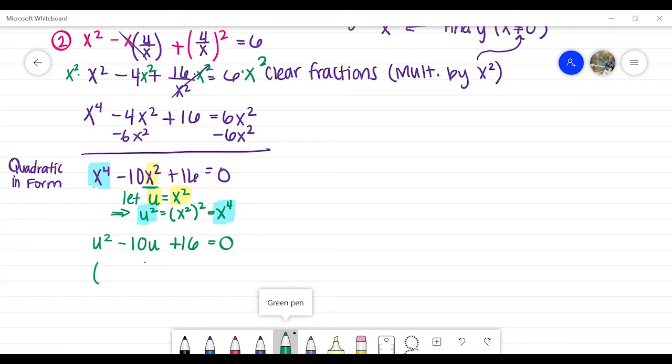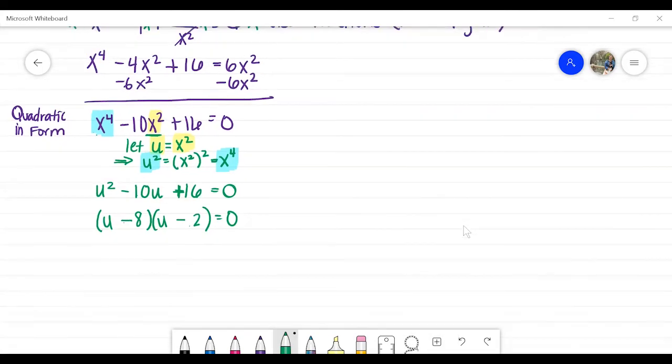So now I factor this. We have a u, we have a u. I'm thinking the pair that works is 8 times 2. So an 8 there, a 2 there. 16 is positive, that means these have the same sign. 10 is negative, that means they're both negative. I get my negative 10 out of that, it works. This tells us u is equal to 8, or u is equal to 2.